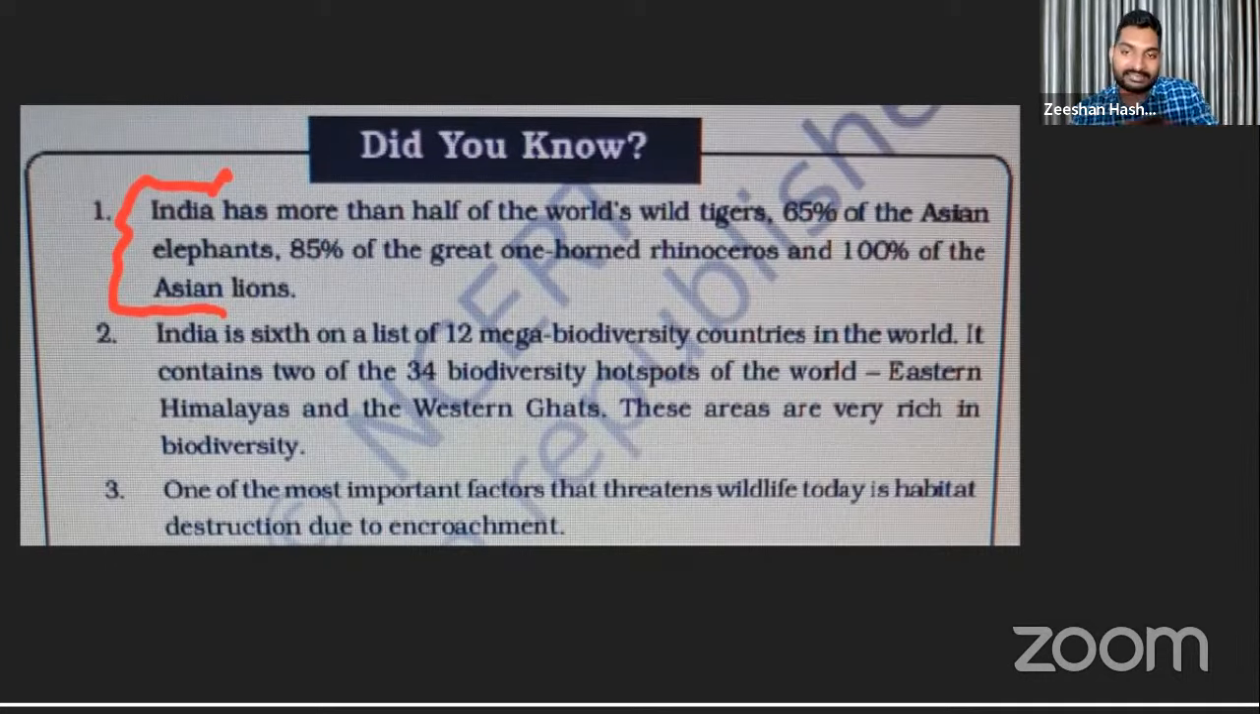And I've highlighted just one example because it has good likelihood of being asked in the paper. UPSC इसी तरह के questions पूछ रही है इन दिनों. Point 1 को मैंने highlight किया है. India has more than half of the world's wild tigers, 65% of the Asian elephants. यहां तक फिर भी ठीक है. 85% of great one-horned rhinos and 100% of the Asian lions.